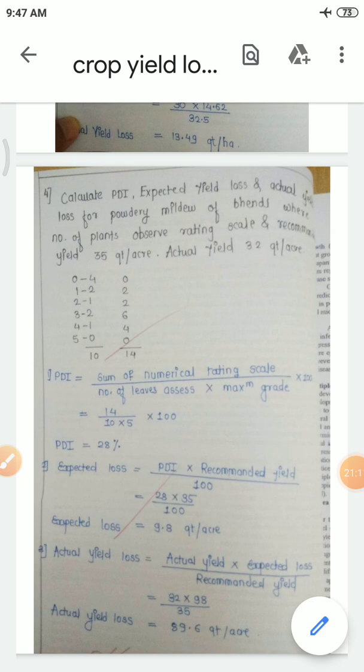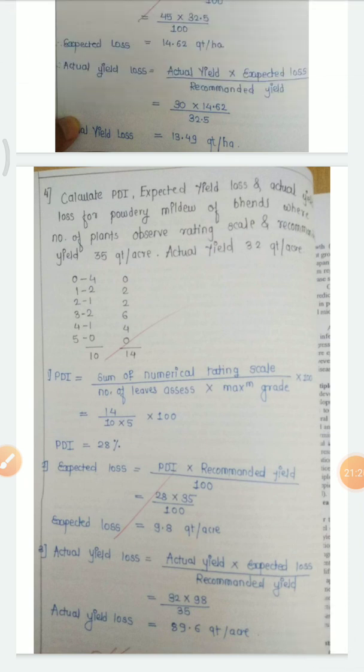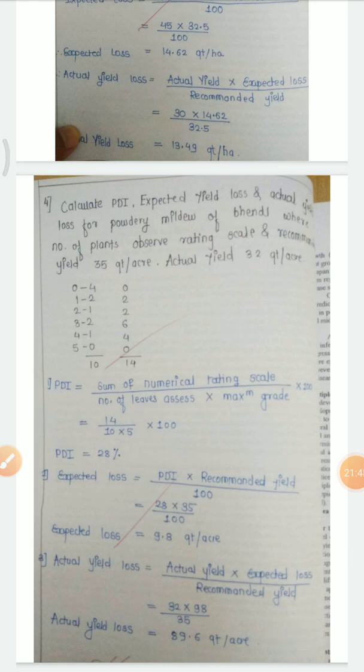That kind of example is asked in your examination. So to prepare for that, first of all you should know the concept of actual yield, expected loss and recommended yield, and you should know the formulae for calculation of each loss. Then it is very simple. First of all you should read the example carefully and write down the given data while writing the answer. Then you just put the values in the formula and calculate whatever is asked.